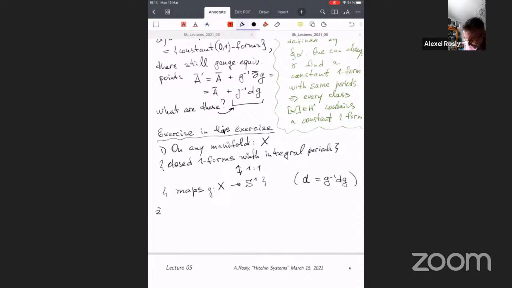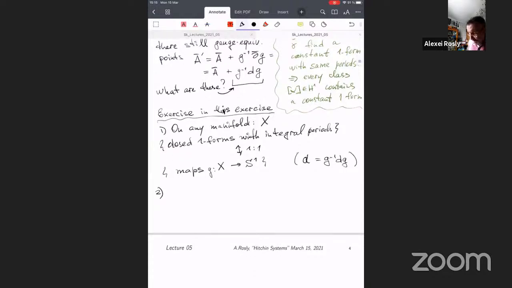There is a high dimensional analog of this, at least one very important analog, when we consider two forms. So closed two forms with integral periods.